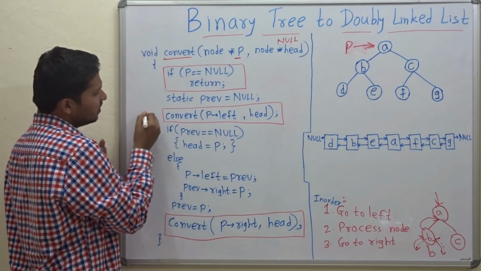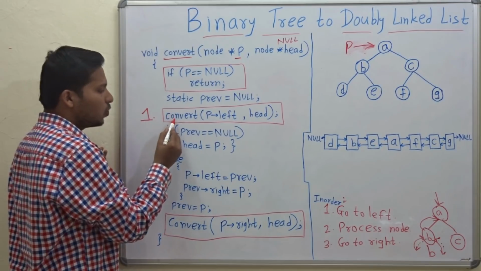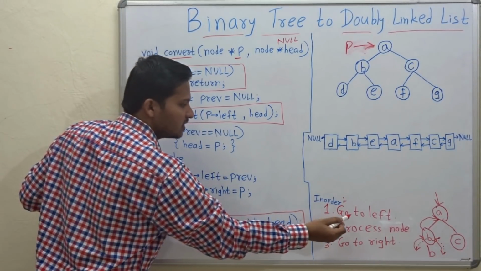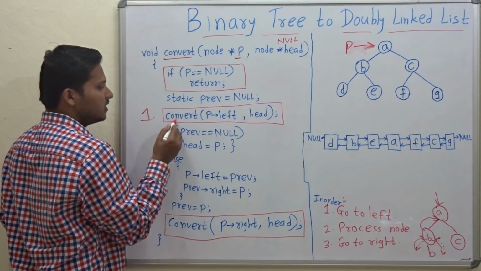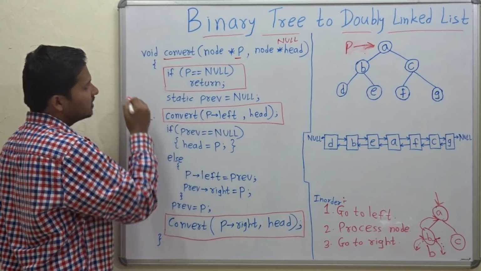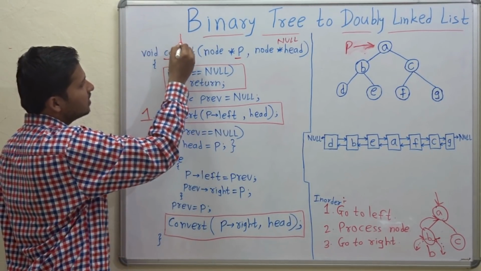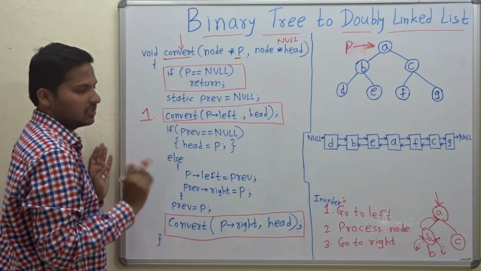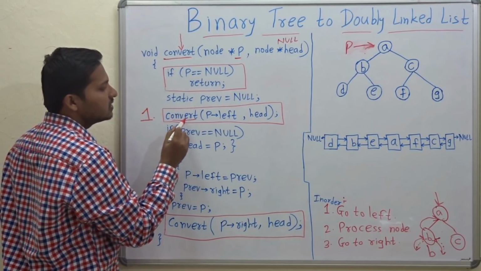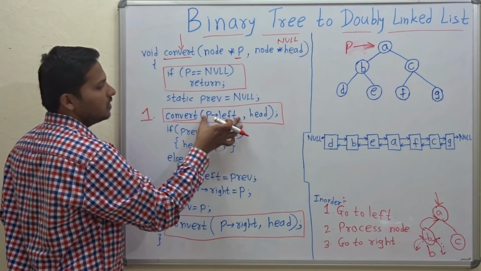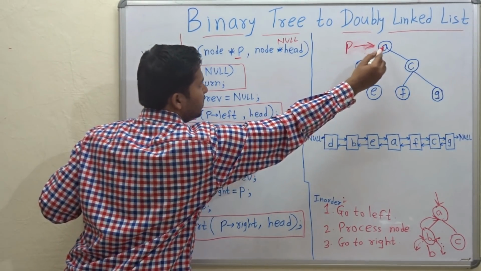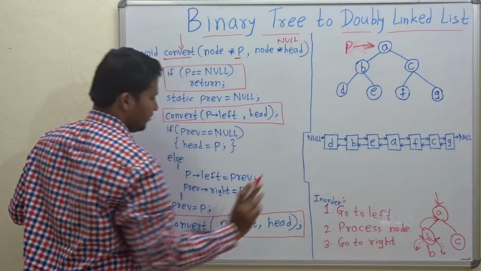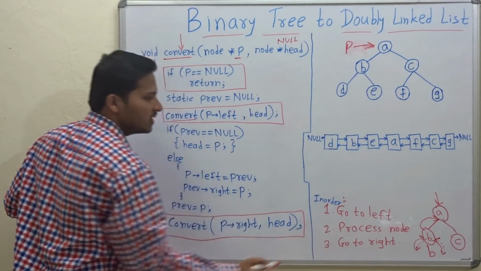Now this is the first step. As I have told you, recursively you have to go to the left first. So the function convert is called recursively because we are already inside the function convert, and calling a function inside itself is recursion. So this function is recursively called with the left child of the root, that is p. P is now pointing to the root. So first we go to the left. Then the second step is to process the node.